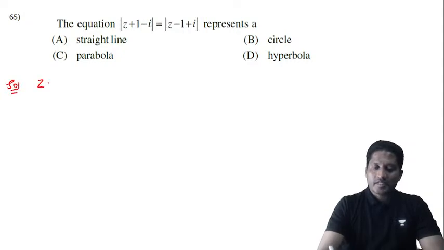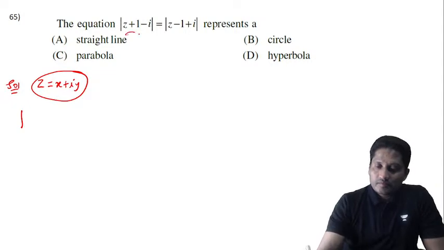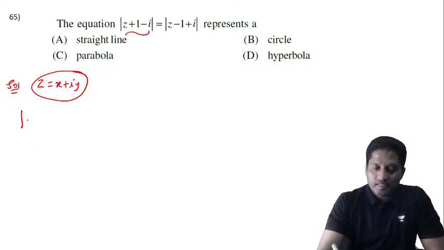Okay, I'm going to take z. Z is equal to x plus iy. X is called the real part, y is called the imaginary part. Now this becomes z plus i minus 1. Z is x plus iy, right?